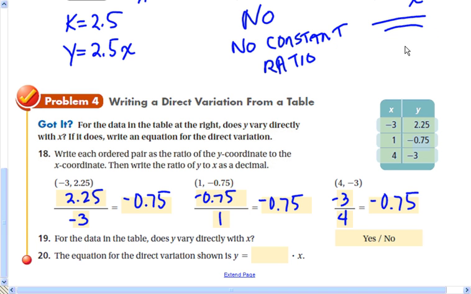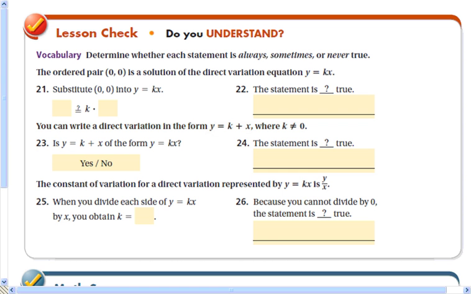So here we notice that we always get the same ratio. So does y vary directly with x? Yes, it does. And the direct variation equation that represents that is y = -0.75x, or -3/4 x. We want to write it as a fraction.